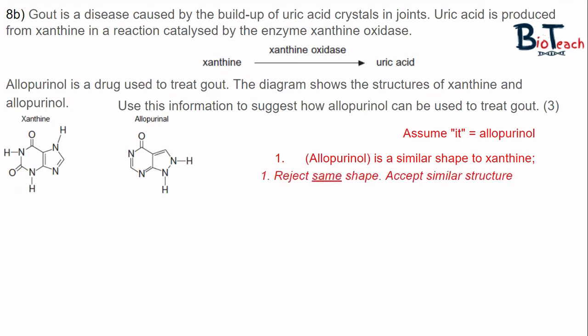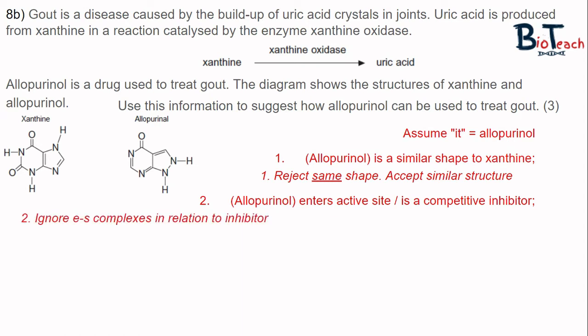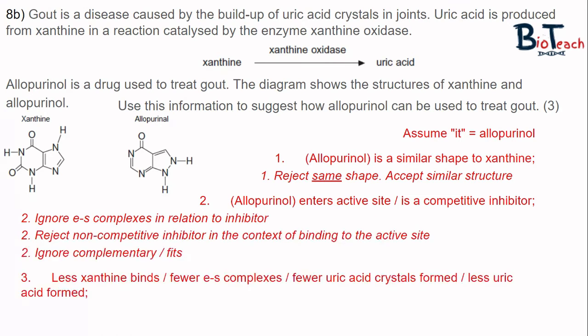If you said that it's the same shape, well, they would reject that because it's not identical. If you said similar structure, obviously that's fine, that's what the mark scheme expects you to say. For the second marking point, you could talk about how allopurinol is a drug. Because it's used to treat gout, you know that this is going to enter the active site of the xanthine oxidase. And if it enters the active site of the xanthine oxidase, then it's going to be a competitive inhibitor. So any one of those 2 points would get you that particular second mark.